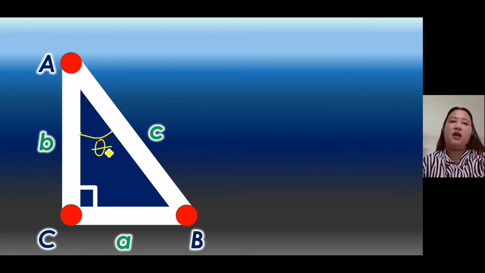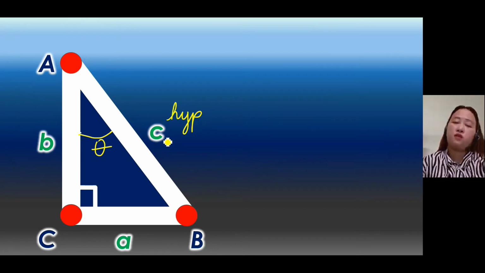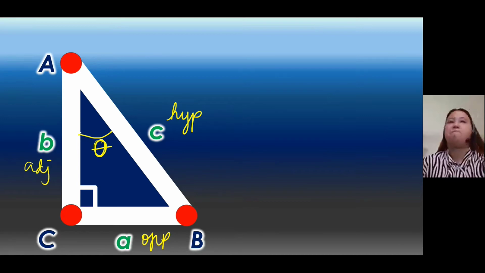When the theta is on A, this time you're going to determine the sides. Of course, C is the longest, so this is your hypotenuse. The side that is opposite this theta is A, so A is the opposite. And the side that is beside the theta is B, so this is your adjacent. Okay?